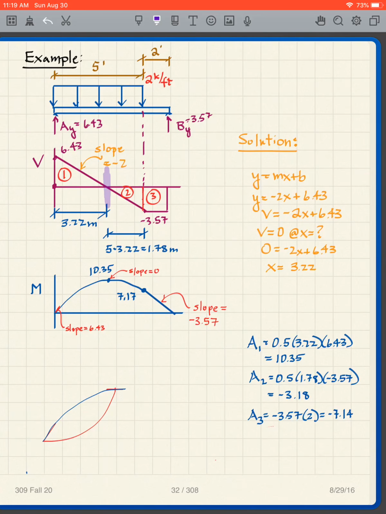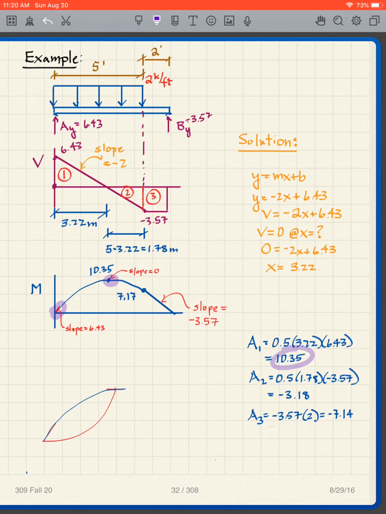I want to find the x value when v equals 0, that point. So I put in v equals 0 into this expression here, and I solve for x, and I get that x is equal to 3.22. So if that's 3.22, then this is 5 minus 3.22, which is 1.78. Knowing those dimensions, I can now get my areas, 1/2 the base times the height for those two triangles. And so I start my moment diagram at 0, and my area 1 is 10.35.